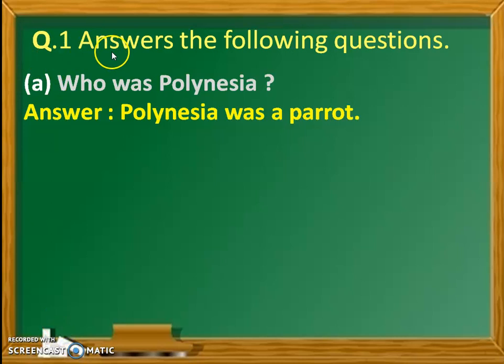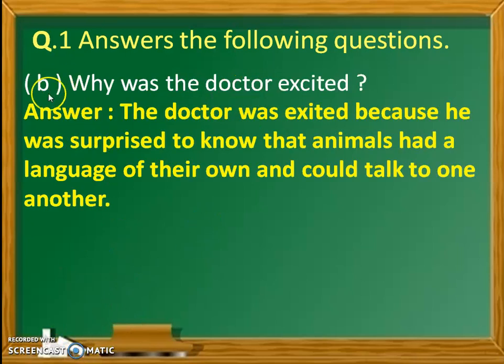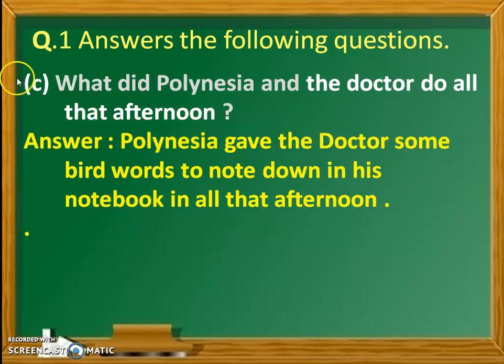Question number 1. Answer the following questions. A. Who was Polynesia? Answer: Polynesia was a parrot. B. Why was the doctor excited? Answer: The doctor was excited because he was surprised to know that animals had a language of their own and could talk to one another. C. What did Polynesia and the doctor do all the afternoon? Answer: Polynesia gave the doctor some birds' words to note down in his notebook in all that afternoon.